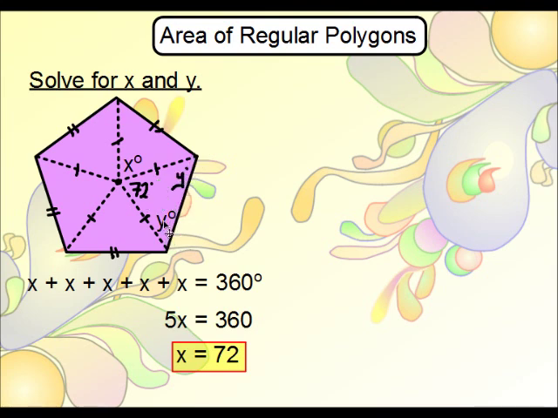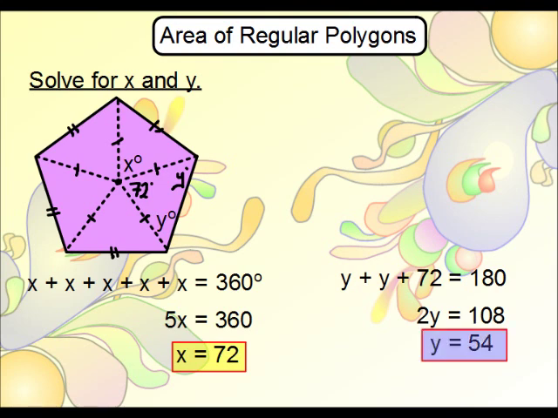So this is y, and this is 72, and since this is a triangle, all the angles will total 180 degrees. So there we are. Then we would just simply solve algebraically, and that would be our solution. Okay, now let's get into area.